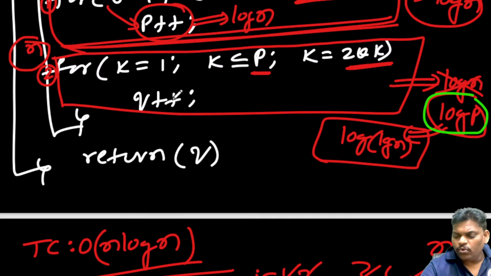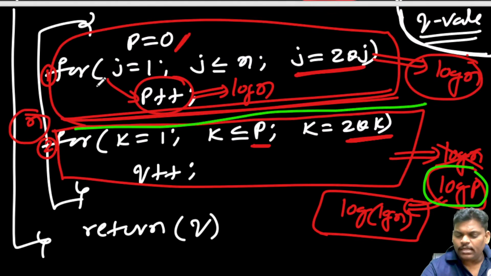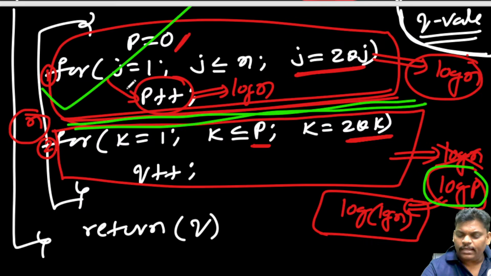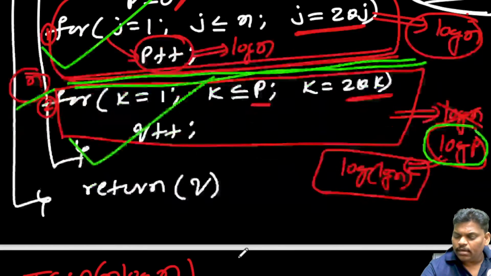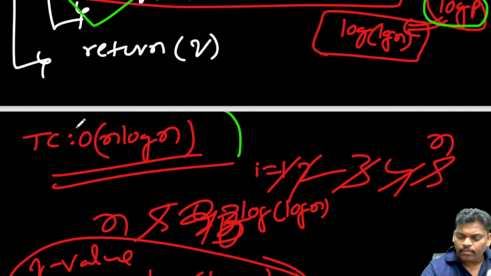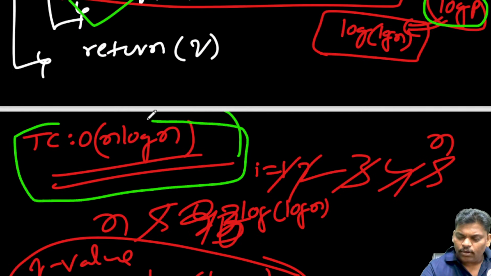Because these are not inner loops, take the larger one. It is log n time. The bigger one is log n, so n into log n, n log n. Time complexity is n log n.